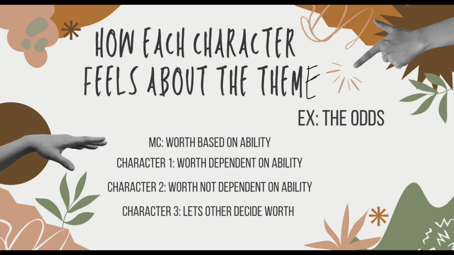Character 1 agrees with her. They think that worth is dependent on your ability. Character 2, however, completely disregards ability as important. They don't care if you're able-bodied, they don't care if you have magic. That has nothing to do with your worth. Character 3, however, lets others decide their worth. So you can see how if character 3 was in the presence of character 1, they would think differently about themselves than if they were in the presence of character 2. These beliefs will play out throughout the novel in dialogue and also in actions and the characters' personalities.